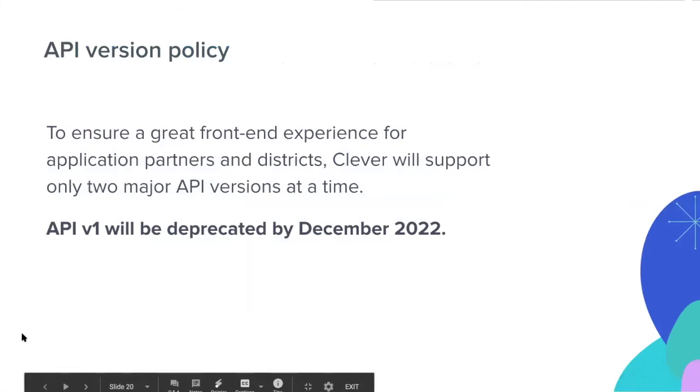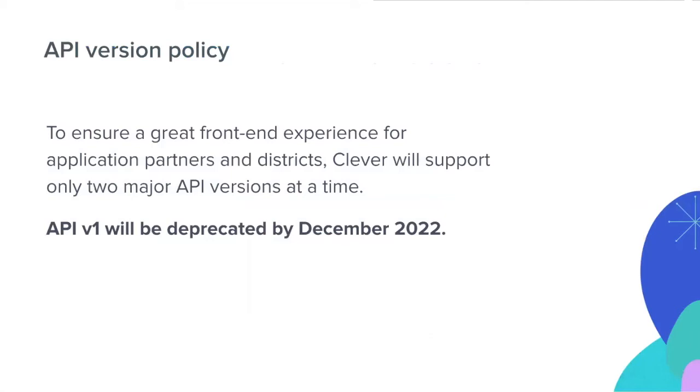Finally, to ensure a great experience for application partners and districts, and with industry best practices in mind, Clever will now only support two major API versions at a time. So this means API version 1, which was introduced in 2012, with the release of API v3, we'll start the deprecation process with a plan to be fully deprecated by December 2022. Our partner engineering team is ready to help with upgrade plans for those moving to v3, and will especially be proactively reaching out to partners who are using v1.